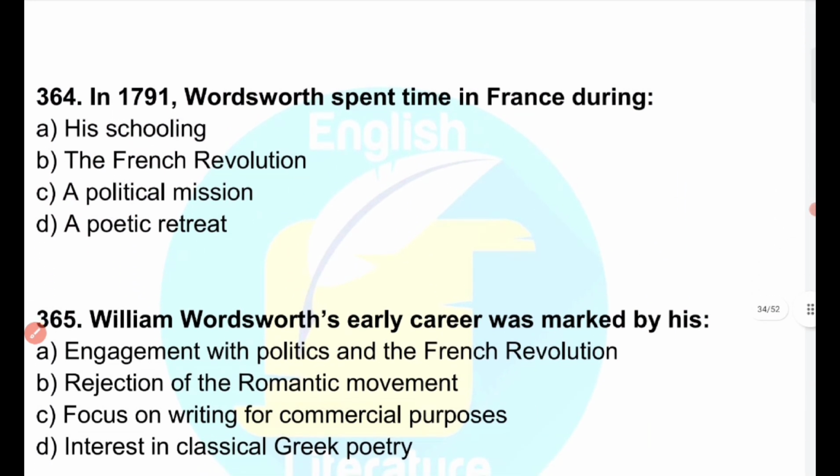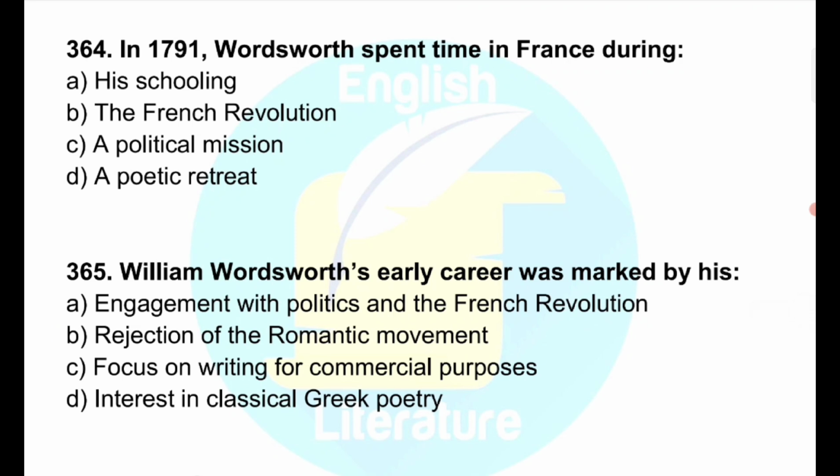In 1791, Wordsworth spent time in France during option B, the French Revolution. Wordsworth lived in France from 1791 to 1792. Witnessing the height of the French Revolution, he sympathized with republican ideals, and his time in France profoundly influenced his political and poetic views.